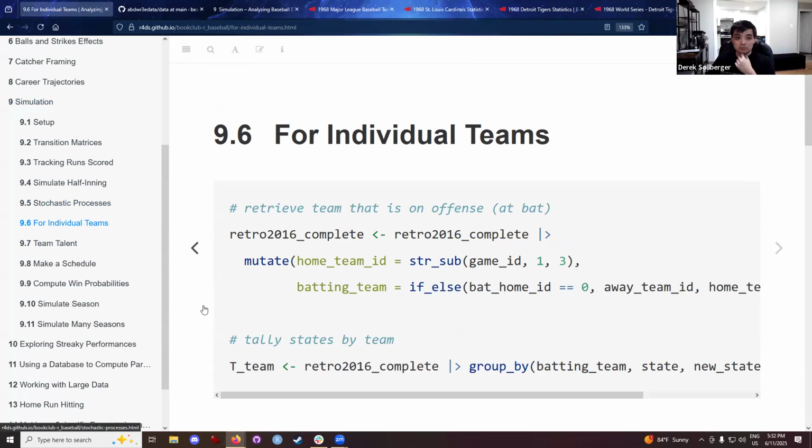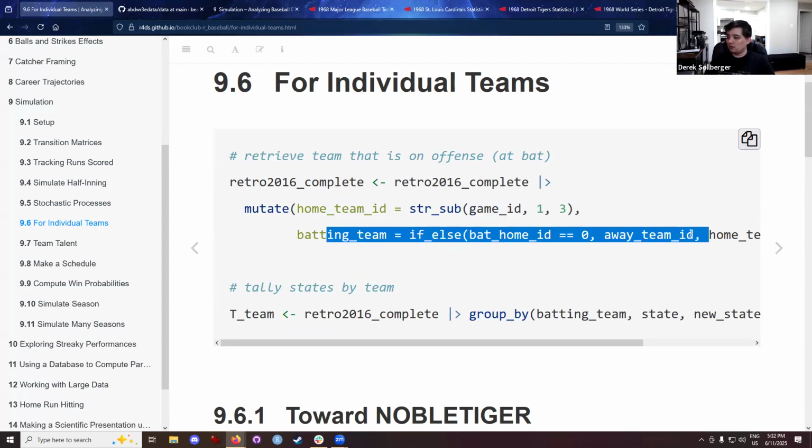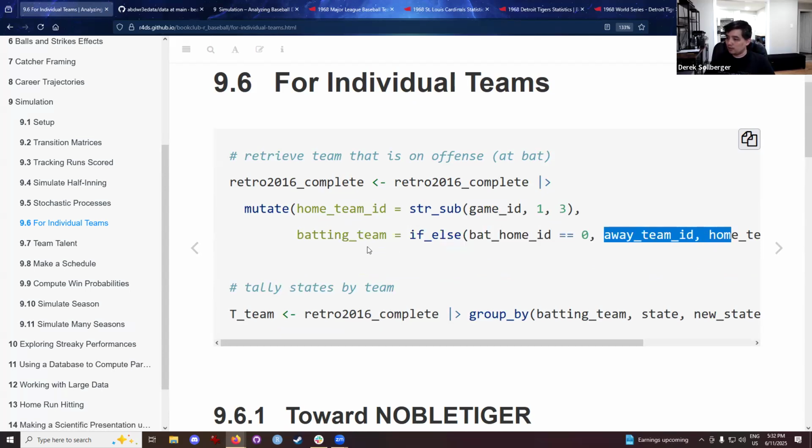Now we are going to further complicate things by taking those 24 base out situations and applying them to 30 baseball teams. Look at how often the teams were in each state in their home half inning. So the home team from the old ID variable is the first 3 letters. And again, keeping track of who's at bat, whether it's the away team or the home team.